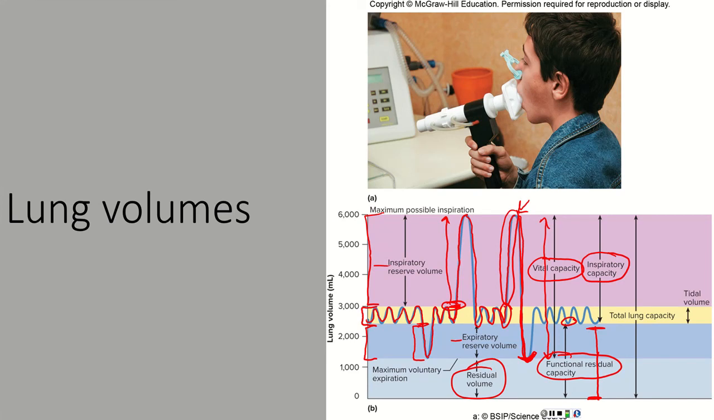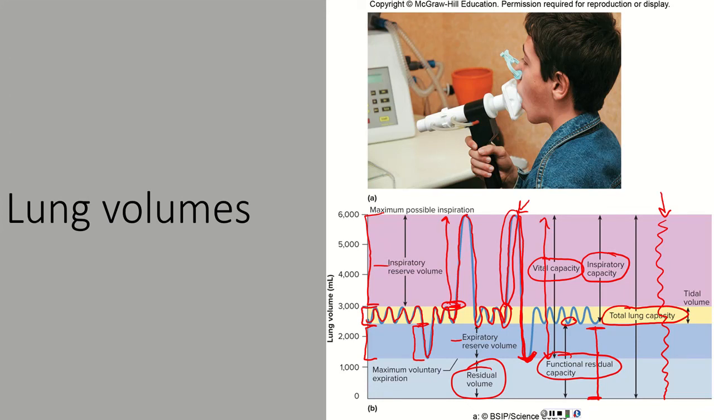And there's one more volume that we need to know. If we take all of the air that our lungs can hold, so let's say you breathe in as much as you possibly can. So right now, you are at this point. Your lungs are as inflated as you can make them. If we were to measure all of the air that is in your lungs, that is called the total lung capacity. Total lung capacity is how much air can your lungs hold?